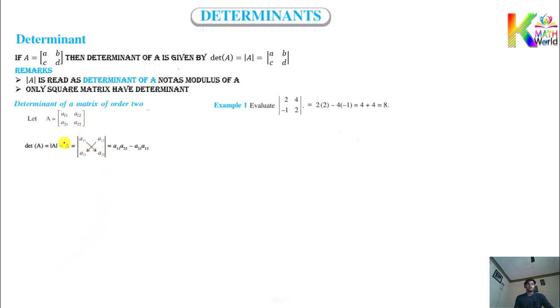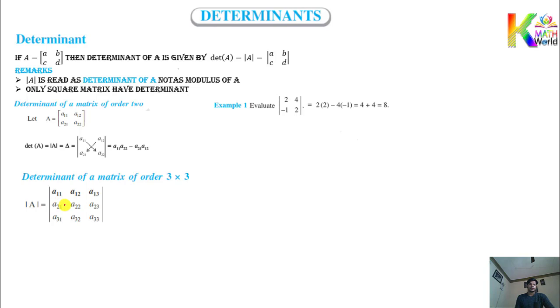Now we will see the determinant of a matrix of order 3 by 3. So suppose you have a determinant like this: E11, E12, E13. Hope you remember, 1 1 indicates first row, first column; first row, second column; first row, third column. Same way, second row, first column; second row, second column; second row, third column. Same way for the last row.